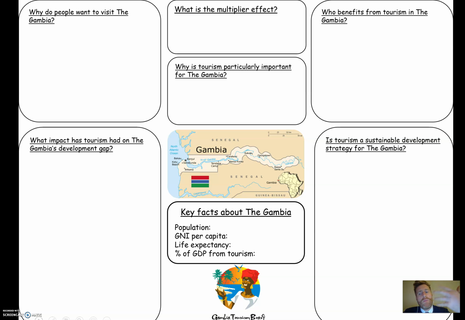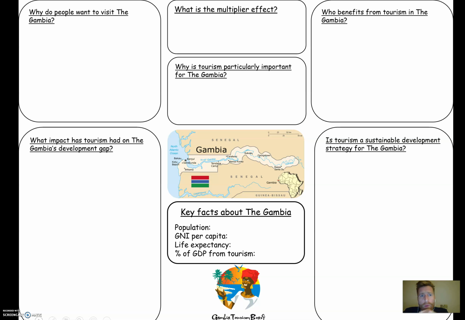So on this sheet, you're going to be putting in information about Gambia as the case study. So you're going to tell me first of all why people want to visit the Gambia. Why is it an attractive place for tourists? You're going to tell me what impact tourism has had on Gambia's development gap. So what has actually done to kind of close the development gap? You're going to tell me who's benefited from tourism in the Gambia. You're going to tell me if it's sustainable in the Gambia. So is tourism sustainable? So that means, is it something that can continue for years to come without causing damage to the economy or the environment or the culture of the people?